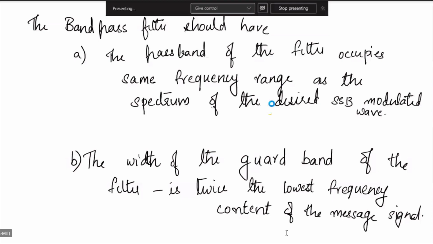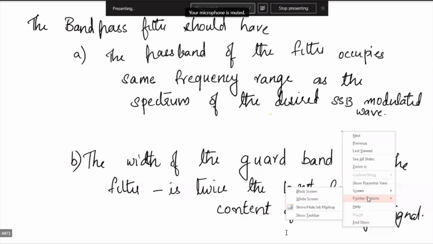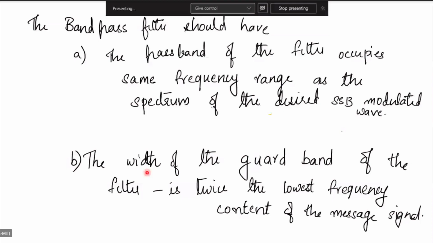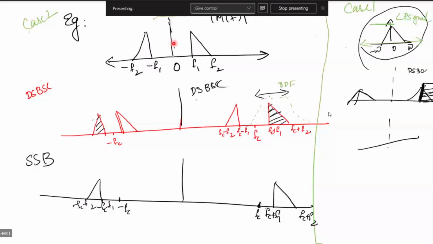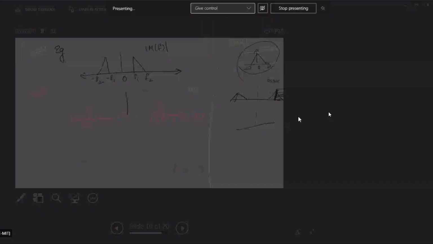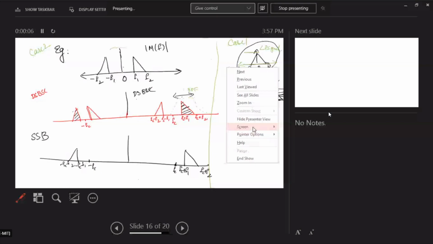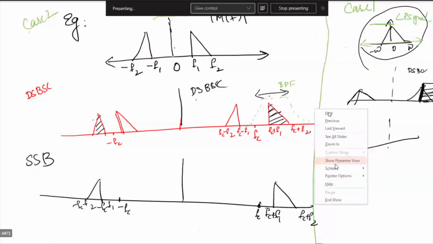So what about the next point? The width of the guard band of the filter is twice the lowest frequency. Let us take this as an example. What is the lowest frequency of this message signal? F1. After DSBSC modulation, what will be the difference between the two spectrums? Just considering DSBSC modulation, the upper sideband and the lower sideband will be separated by 2F1, twice the lowest frequency. Had you noticed it?